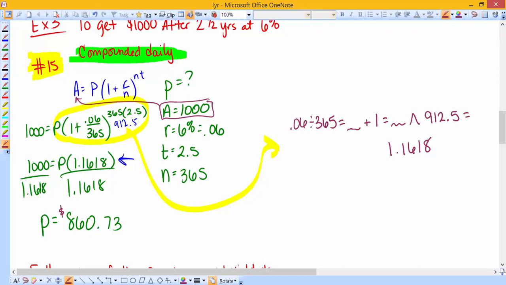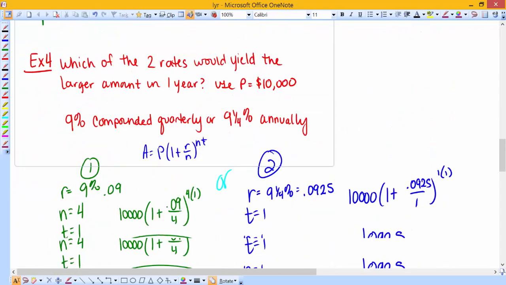So I had to start with $860.73 in order to get $1,000 after 2.5 years. That's not bad for your money just sitting in the bank that you're going to make almost $140 and you did nothing. That's pretty good. Okay.